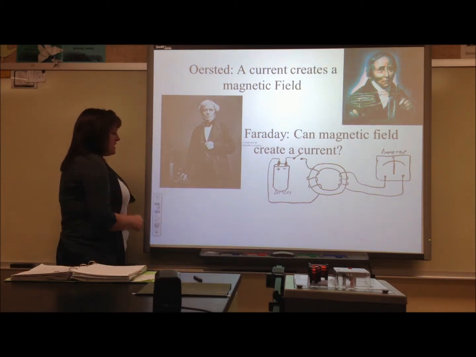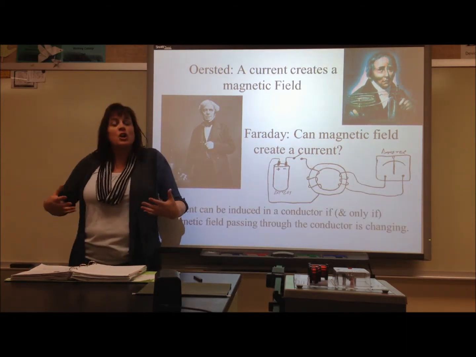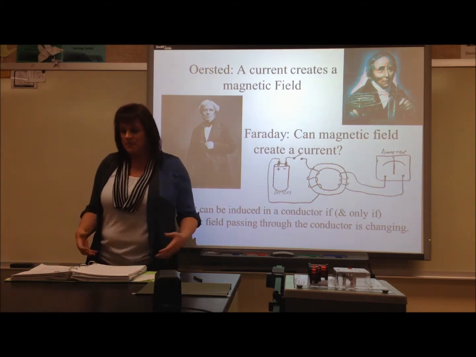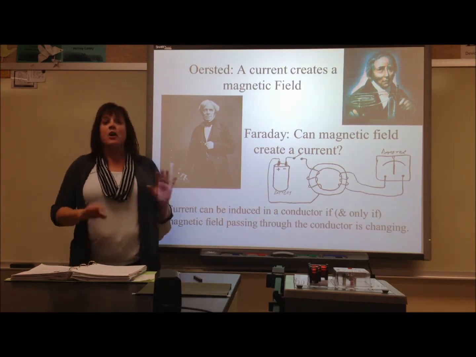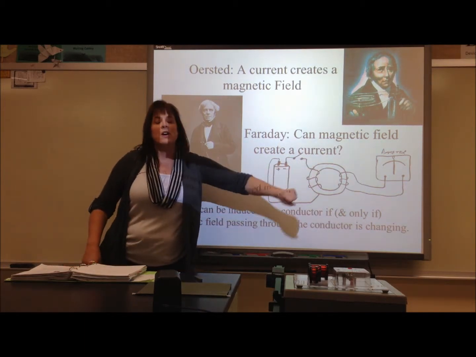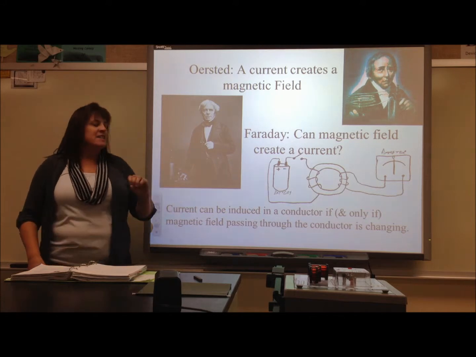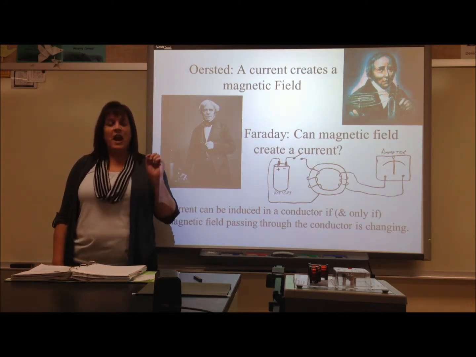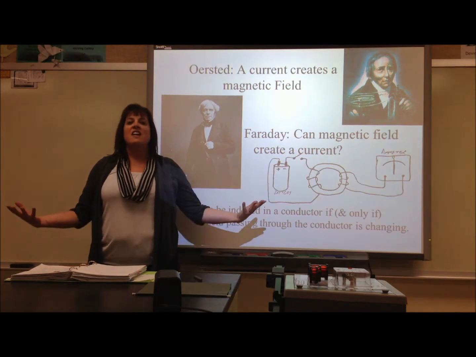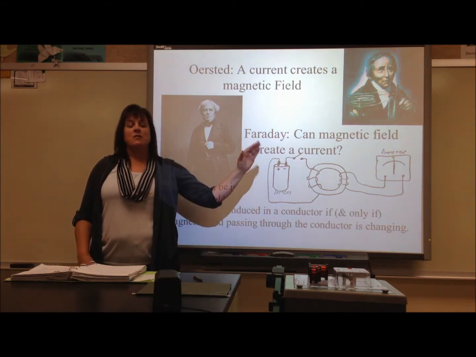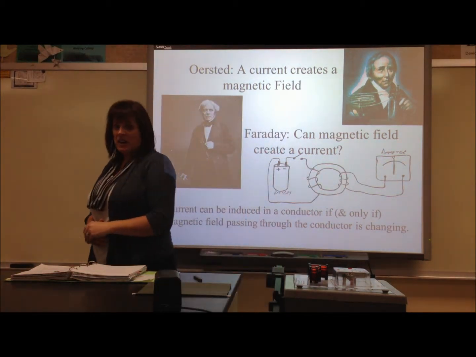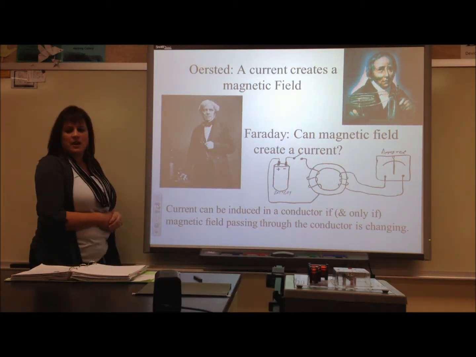So what Michael Faraday discovered is that current can be induced in a conductor, in a wire, if and only if the amount of magnetic field passing through that conductor is changing. So there has to be change. If the magnetic field's constant, that switch is closed, nothing. But in the process of opening and closing the switch, he got current to be generated. That's what we're going to talk about today.